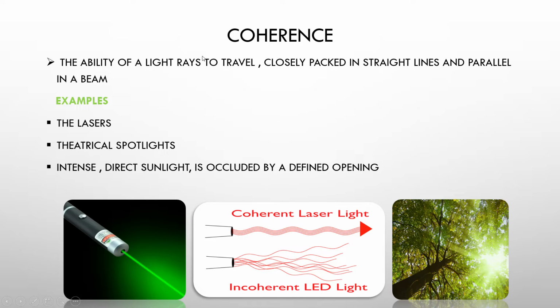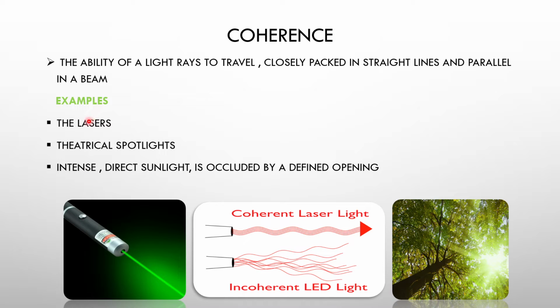So let's get started. Before we discuss the actual Michelson interferometer, we need to know a little bit about the theory behind it. So let's discuss what is coherence. It is the ability of light rays to travel closely packed in straight lines and parallel in a beam. This is the characteristic of a coherent source.